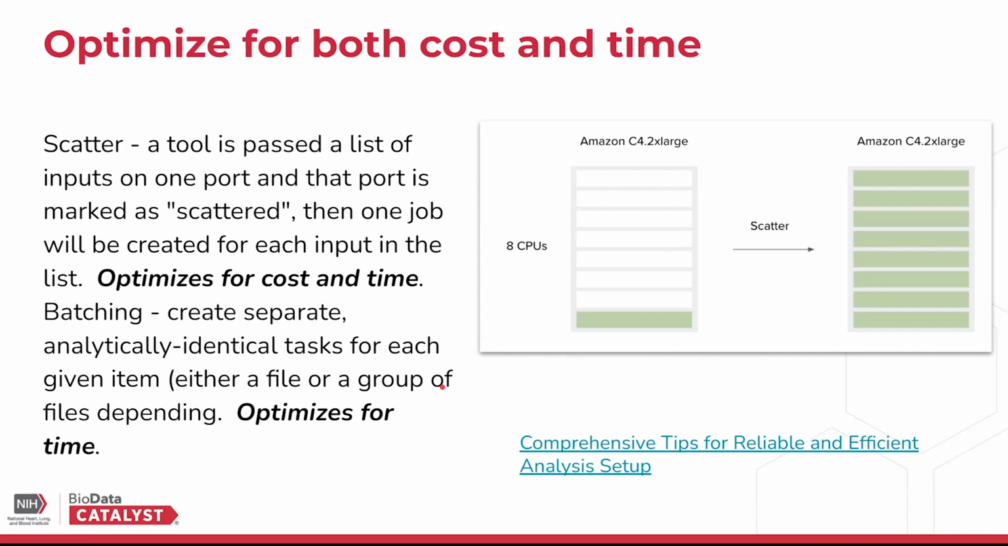Once you've optimized a specific pipeline, then you could use batching, which creates analytically identical tasks. So for example, you may want to process each chromosome the same way, but then in each pipeline, you're being really efficient about using the CPUs the correct way.